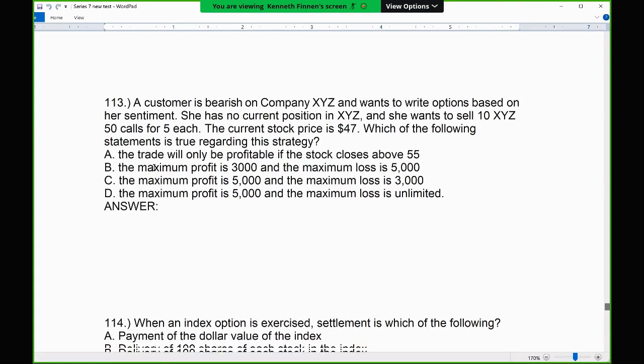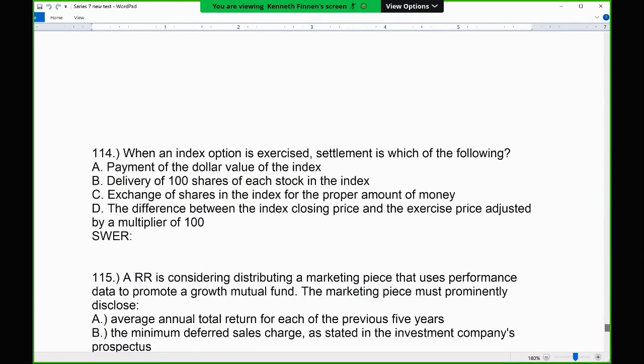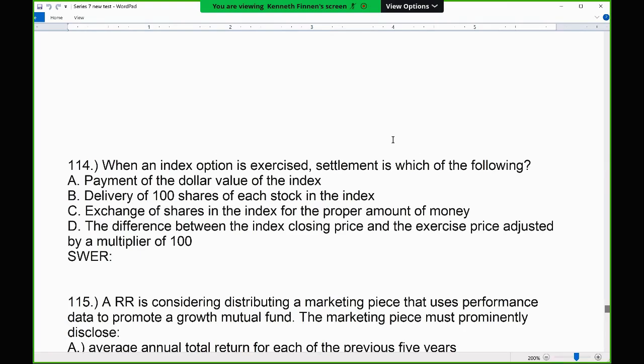Okay. This is what I want to talk about too, because you might get a question on this. Do you know what an index option is? An index option is an option on the actual index, like the S&P 500, or the Dow, or the Wilshire, whatever it is. You're literally betting on it. You're not looking to buy or sell stock. You are betting on the direction of the market. So if you think the market's going up, you buy calls. If you think the market's going down, you buy puts.